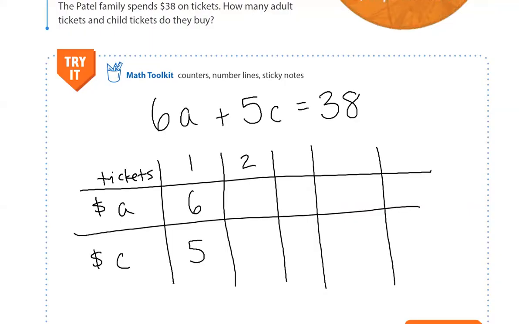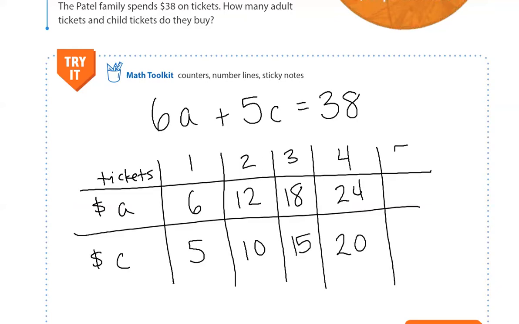If I buy 2 tickets for adults, that would be $12. For children, that would be $10. If I buy 3 tickets, that would be $18 for adults, and $15 for children. If I buy 4 adult tickets, that would be 4 times 6 is 24. If I buy 4 children's tickets, 4 times 5 is 20. If I buy 5 tickets and they're all adults, that would be $30. If they're all children, that would be $25.